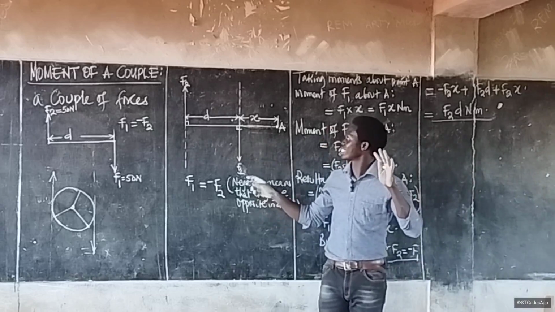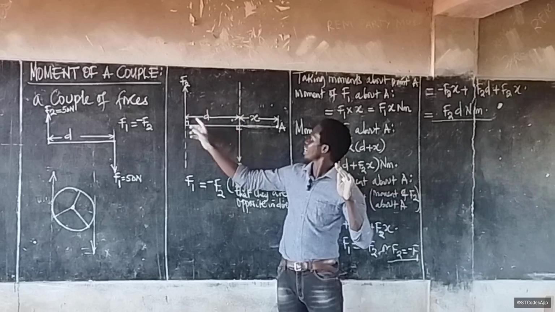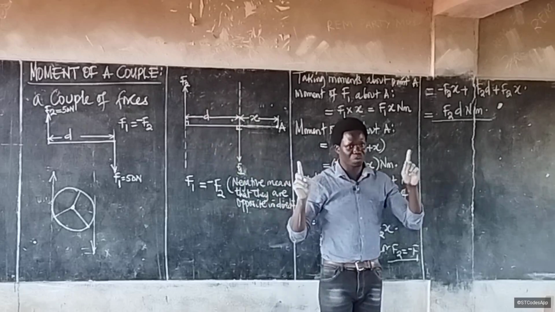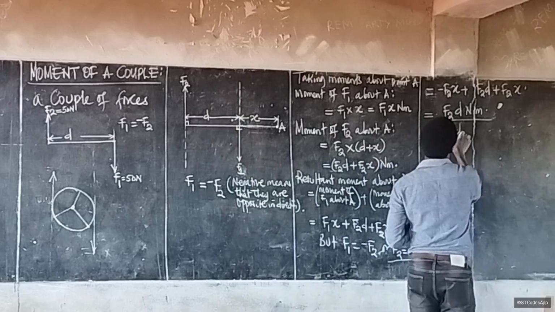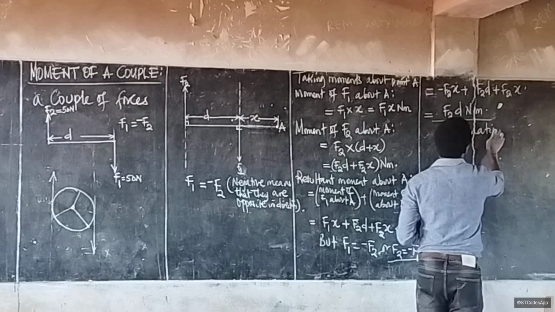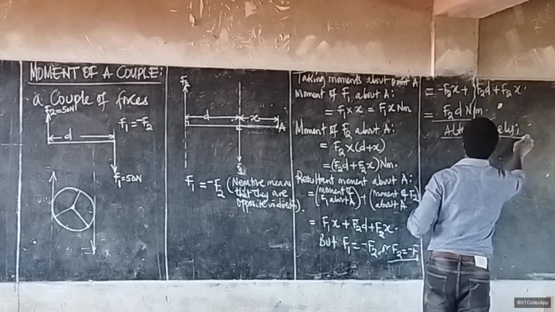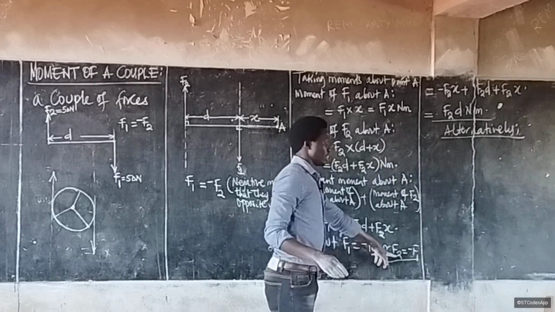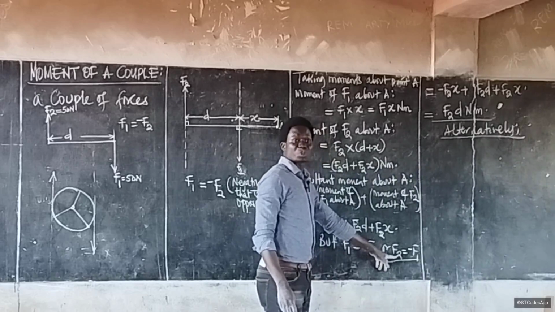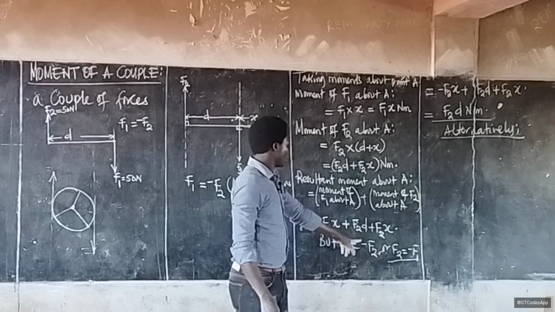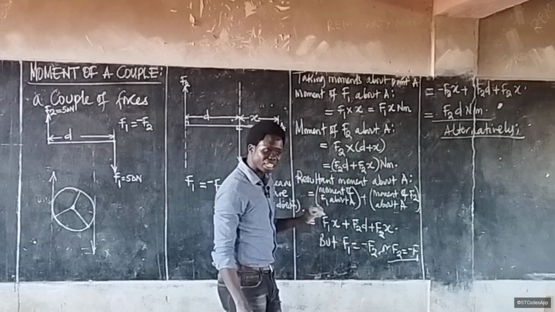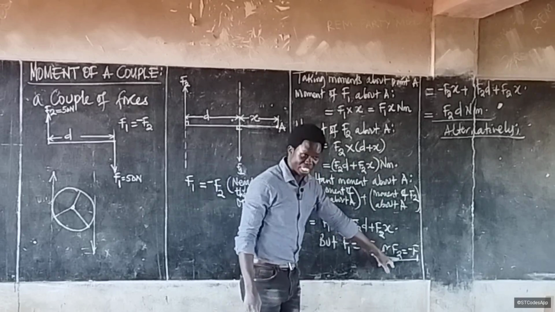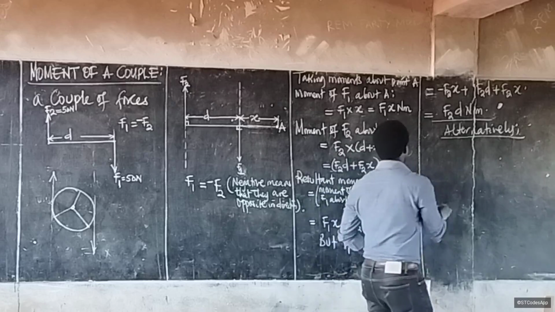You can clearly see that if you are to get the moment of these couples, the moment of the couples is F2 times D, the distance between the two forces, okay? Or alternatively, from here we can say F2 is equal to negative of F1. Where there is F2, we are going to put negative F1. Are we together? Following this?